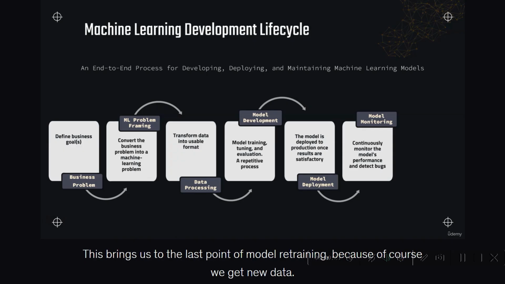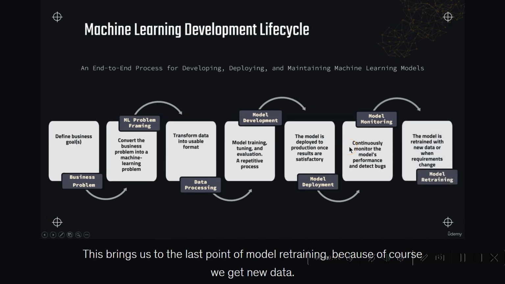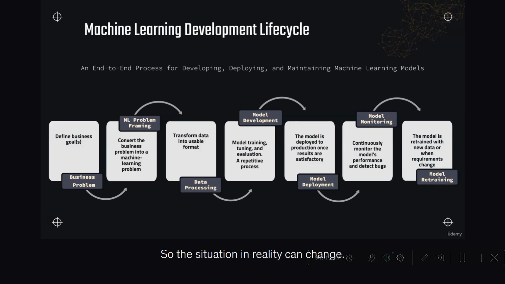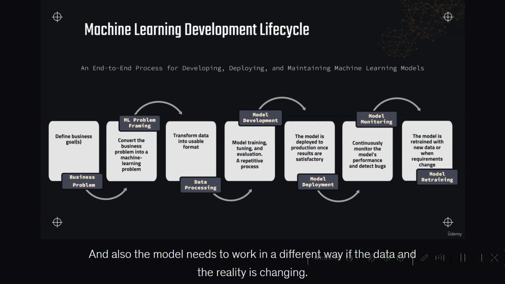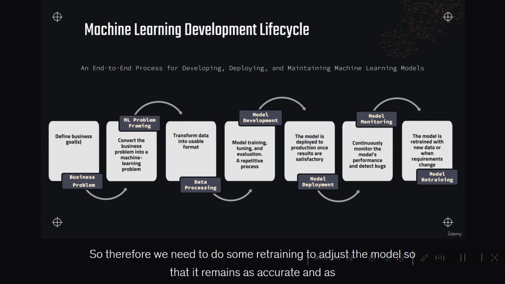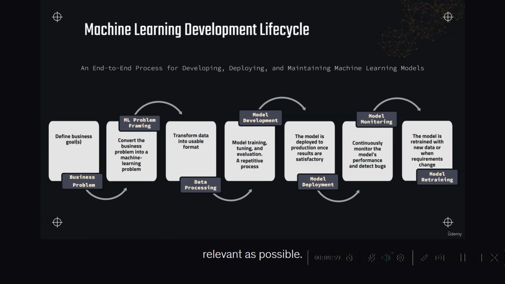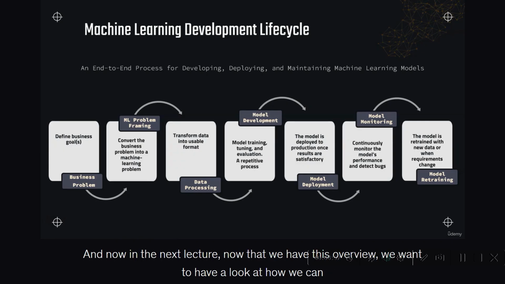This brings us to the last point of model retraining, because of course we get new data, so the situation in reality can change, and therefore also our requirements might change, and also the model needs to work in a different way if the data and the reality is changing. So therefore we need to do some retraining to adjust the model so that it remains as accurate and as relevant as possible.